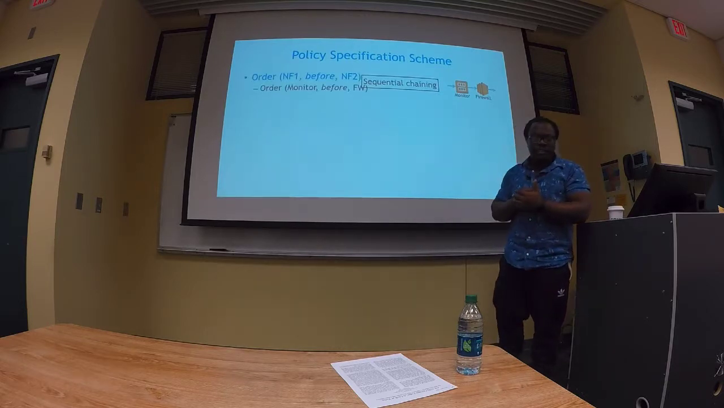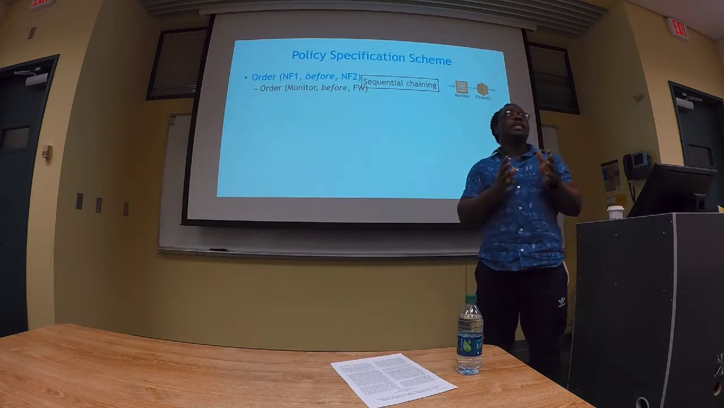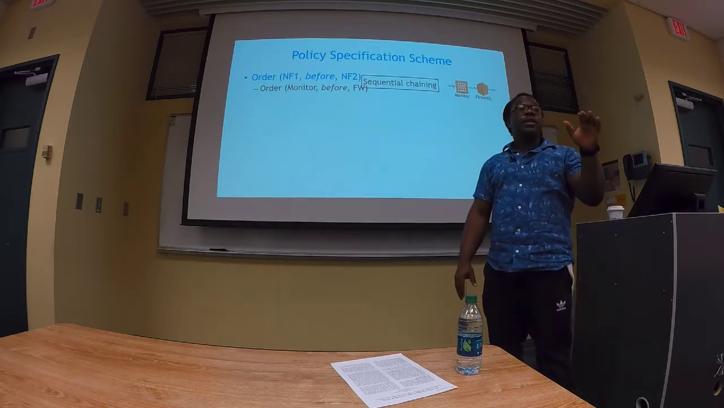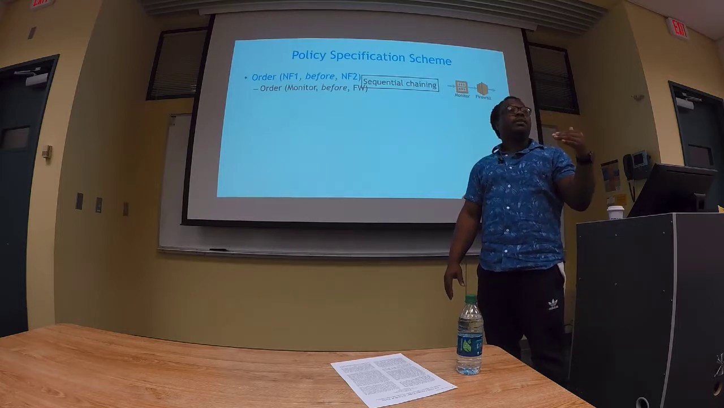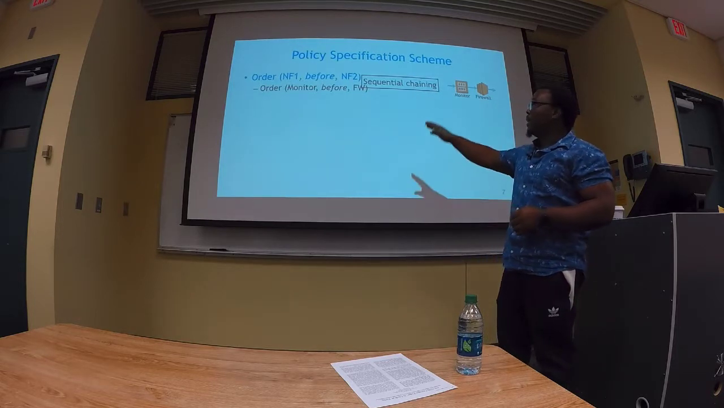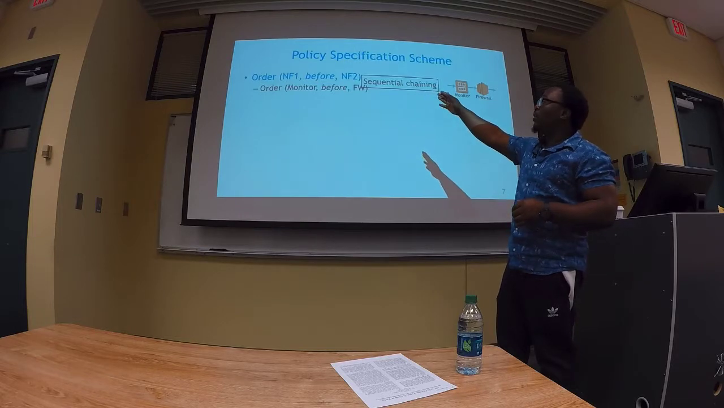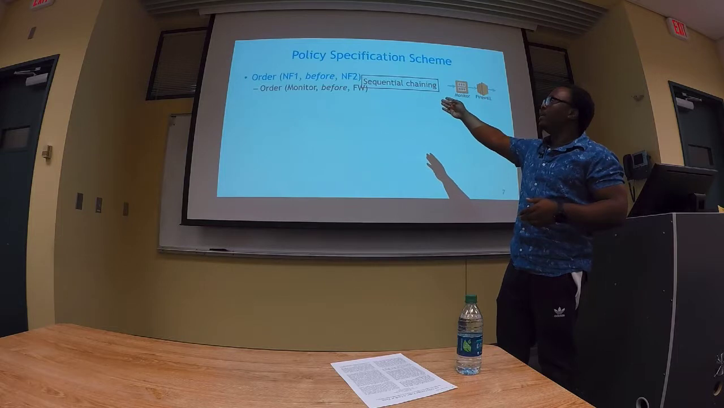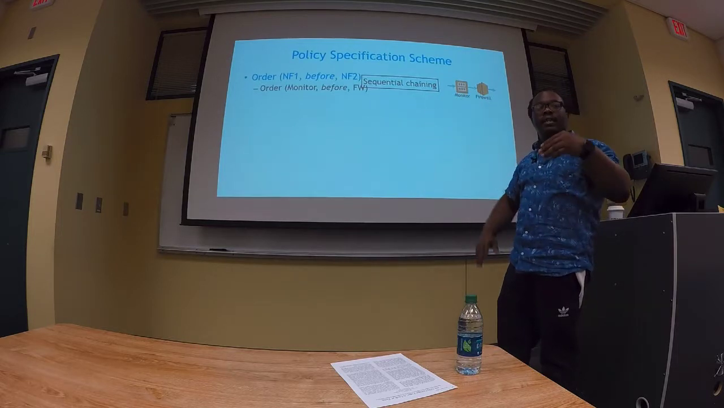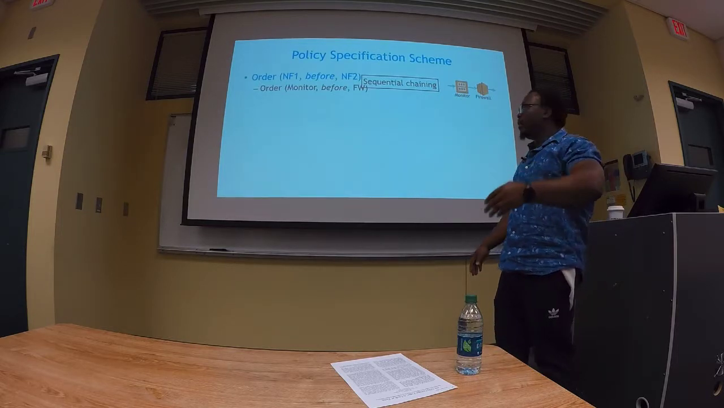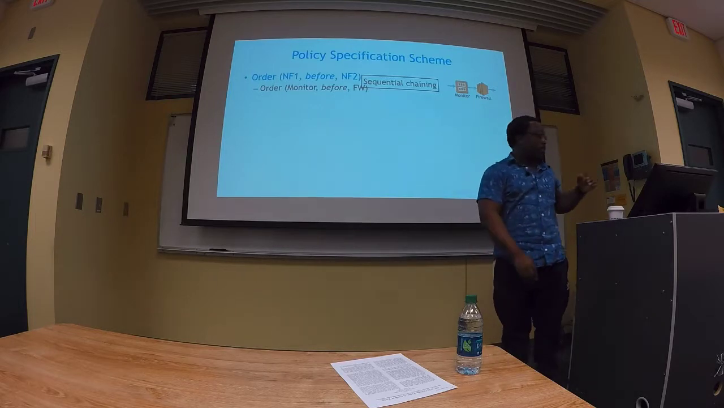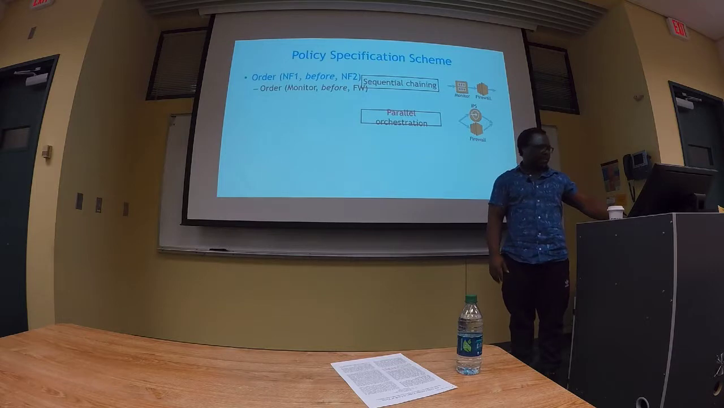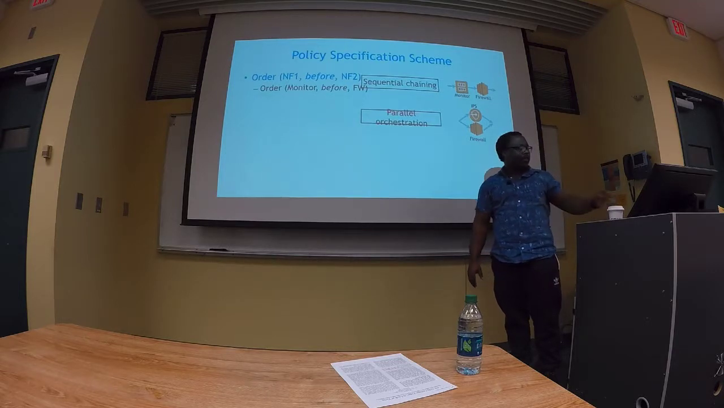They first came up with a policy specification scheme, and with the policy specification scheme, they use 3 different types of policy. The first is ordering. Ordering here is self-explanatory. Order NF1 before NF2 means that NF1 comes before NF2. Then we can see an example of monitor and firewall. And the second part is parallel orchestration.